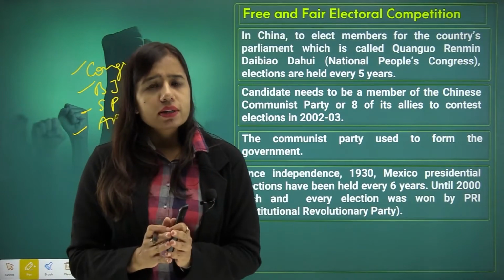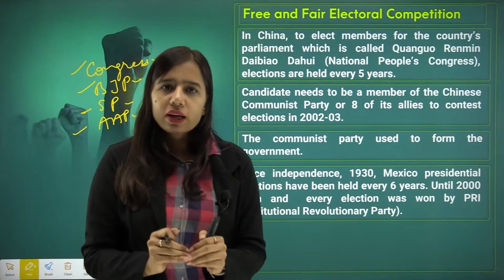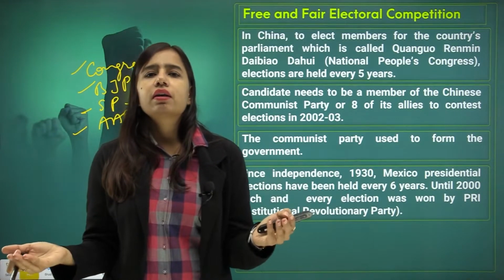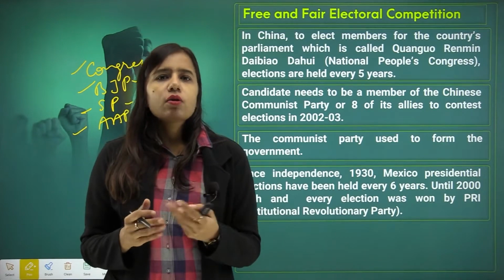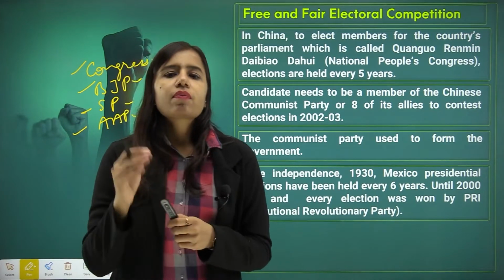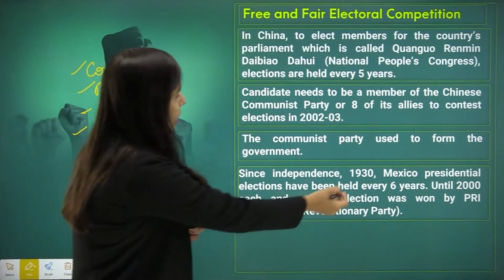In a healthy democracy, there has to be many other parties, and people should be allowed to participate in elections in a free and fair manner. So if there is only one party, you are bound to vote to that particular party, which is not correct, right? Now what happens? Let us take one more example of Mexico.